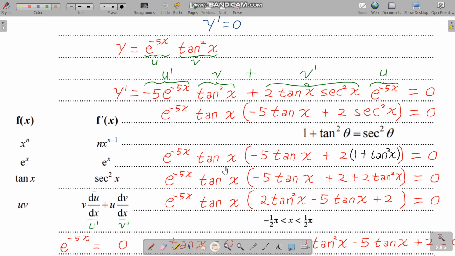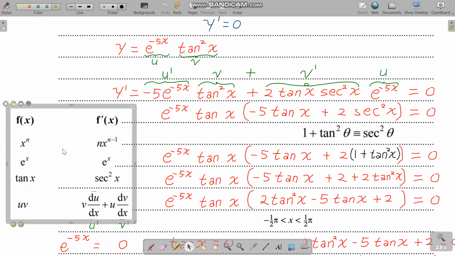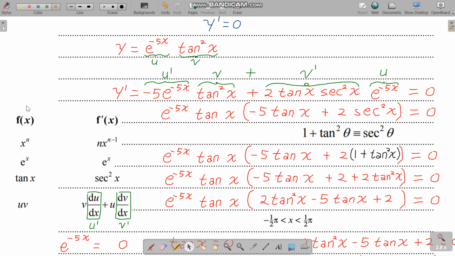So this is the product rule in the MF19 here. When we use the product rule, du dx is called u prime and dv dx is v prime, so the rule is actually u prime v plus v prime u, just like this: u prime v plus v prime u.